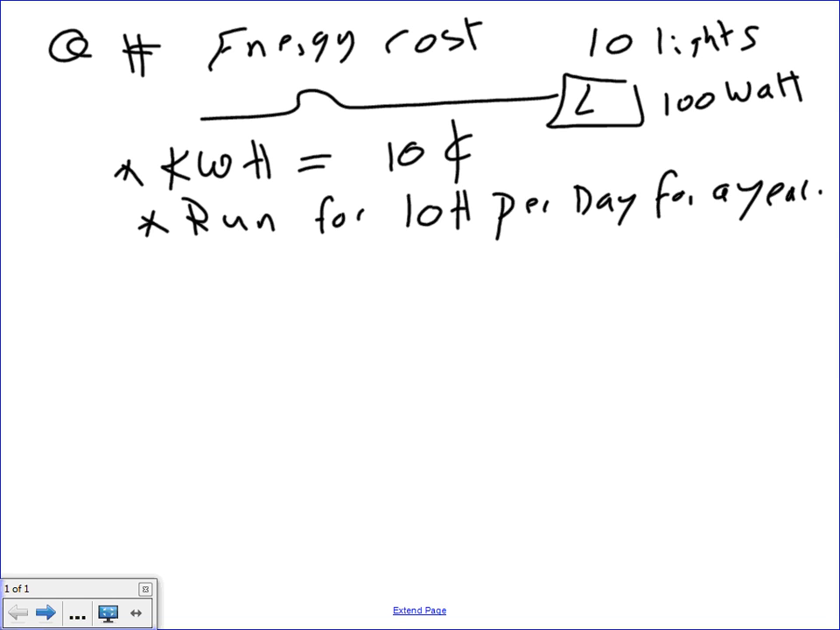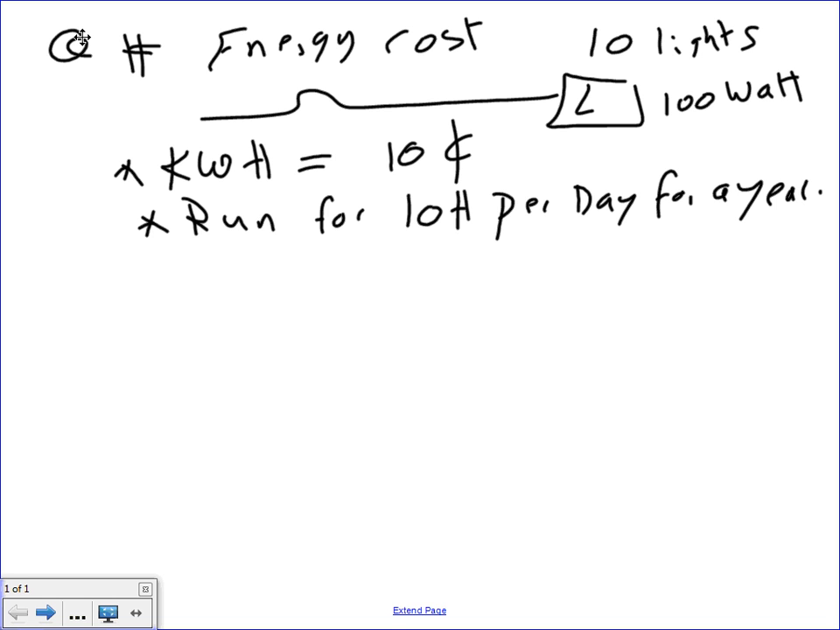So simple. I have a bunch of lights, 10 of them, on one branch circuit, and just find me the cost. 10 lights, 100 watt each. The price that we're paying is 10 cents. How much would it cost me to run these 10 lights for 1 year, if they're running 10 hours a day? Any question about the concept?